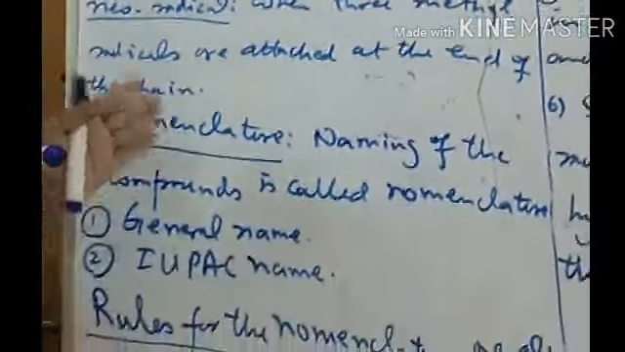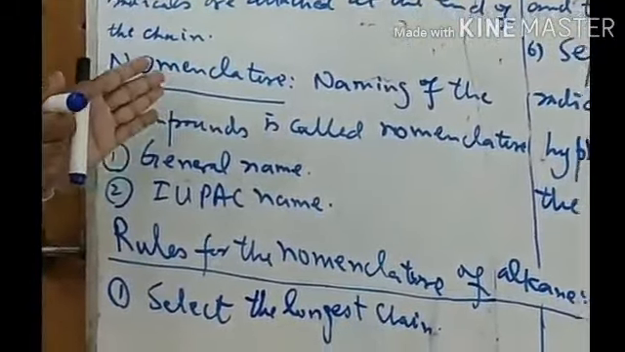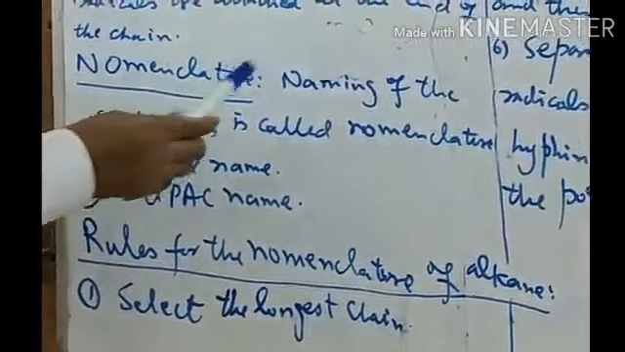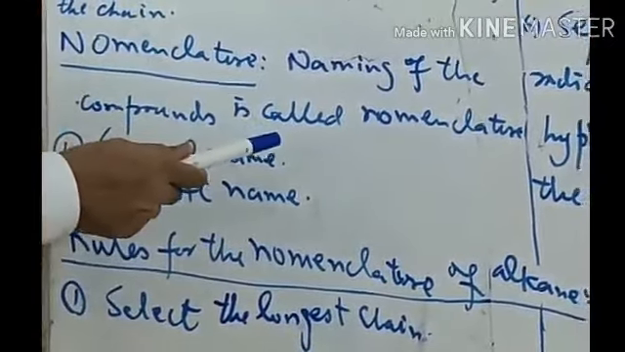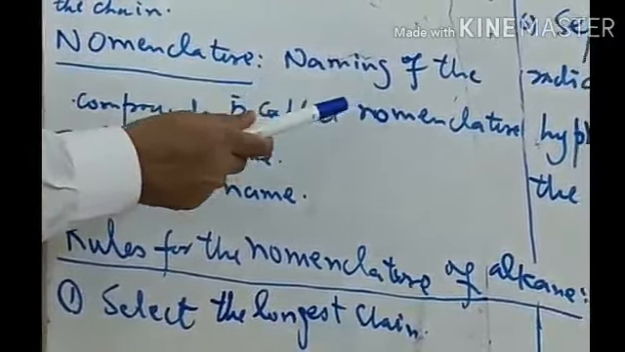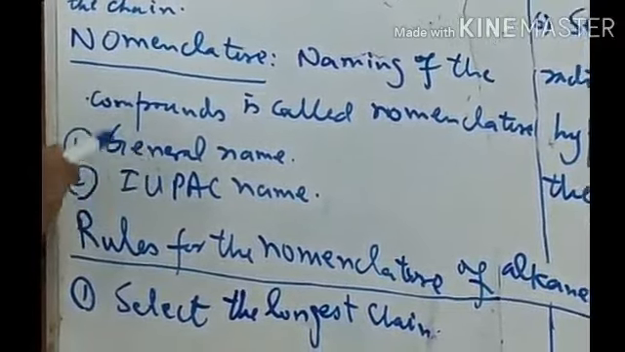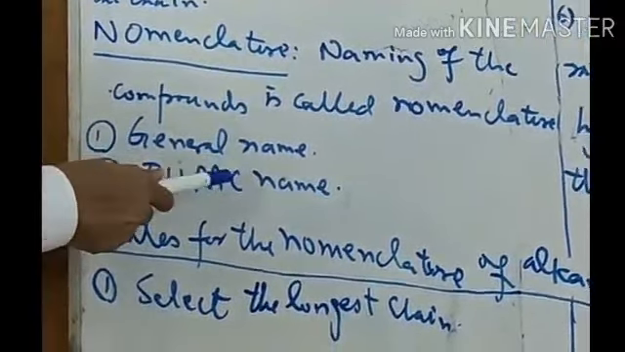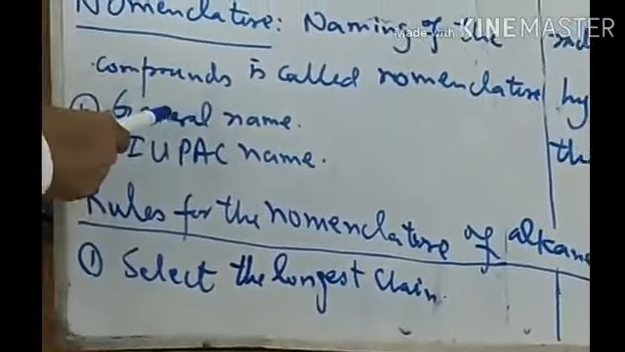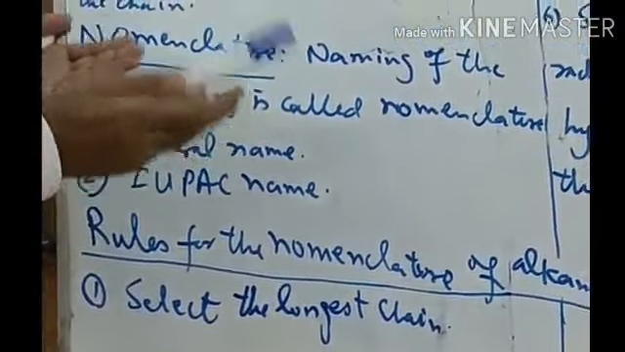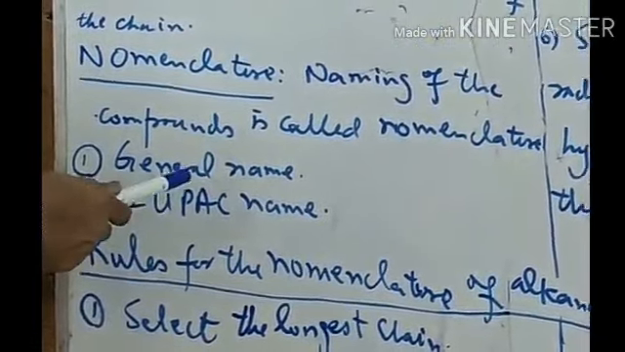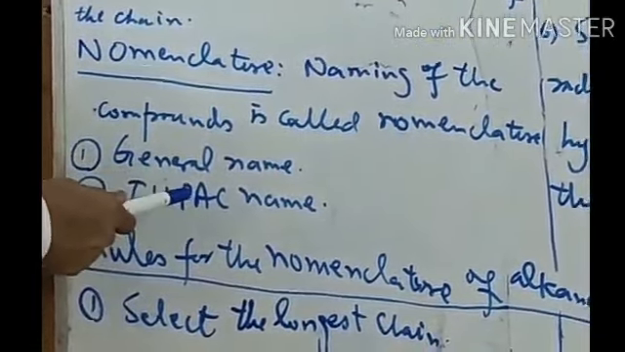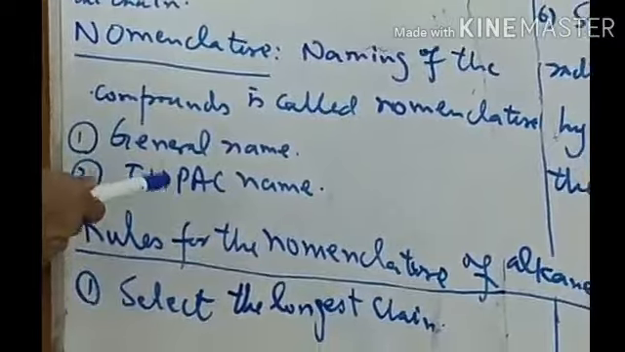Now the nomenclature, which is very important for organic chemistry. Nomenclature means the naming of the compound. That is, naming an organic compound is known as nomenclature. Basically there are 2 types. One is called the general name, the other is called the IUPAC name. General name we can generally define, but IUPAC means International Union of Pure and Applied Chemistry. For this purpose, we must use certain rules.